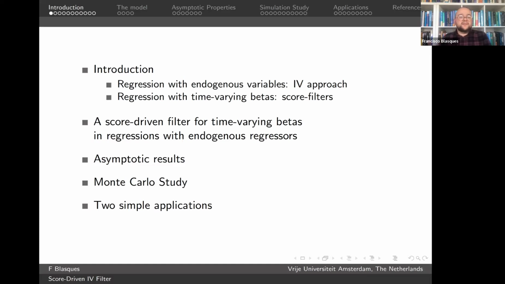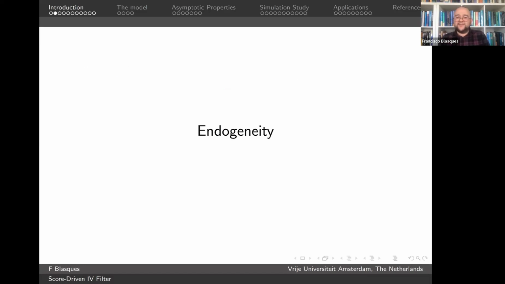I'll go through the highlights of the asymptotic results. They're in many ways quite standard once one combines IV and score filtering, so in that sense, no big surprises there. And then we look together at some simulation study results and two simple applications where the endogeneity and the time variation in the parameter turn out to be relevant. Well, let me just go ahead with that introduction, if I may.